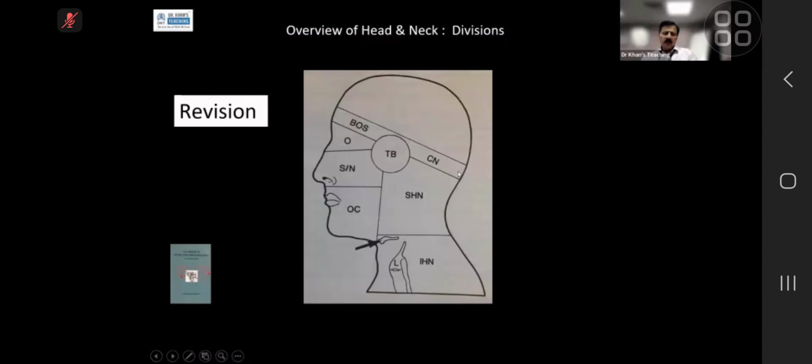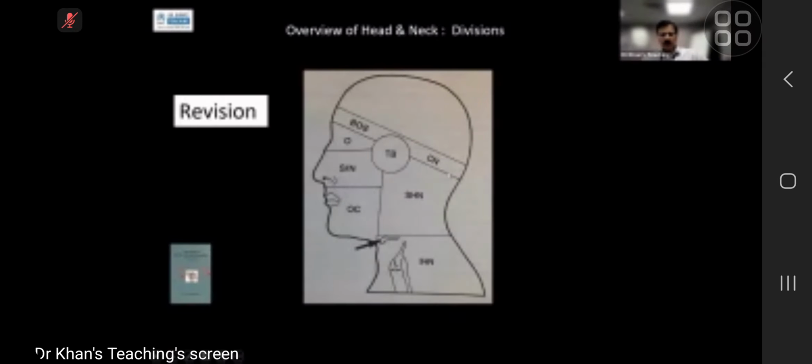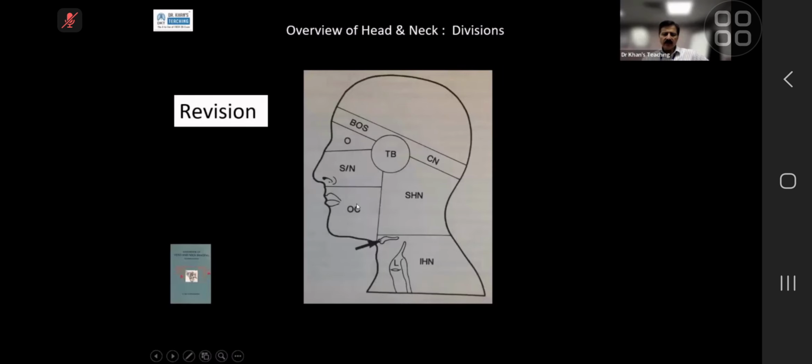So head and neck is divided into various components, and we have covered most of them. We started with temporal bone, then the base of skull, which includes the cranial nerves, then orbit, then paranasal sinuses and nasal cavity, then the oral cavity. Today we are going to cover neck.